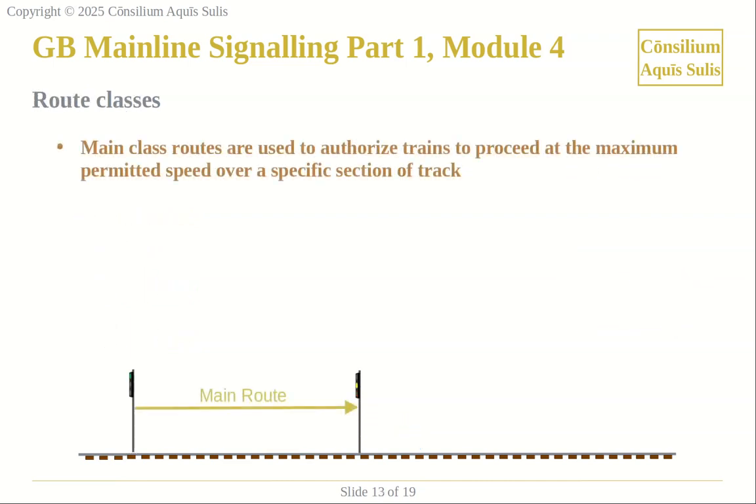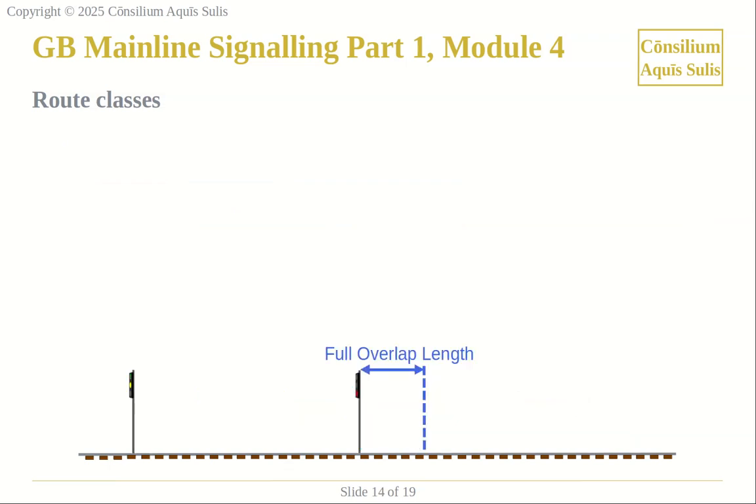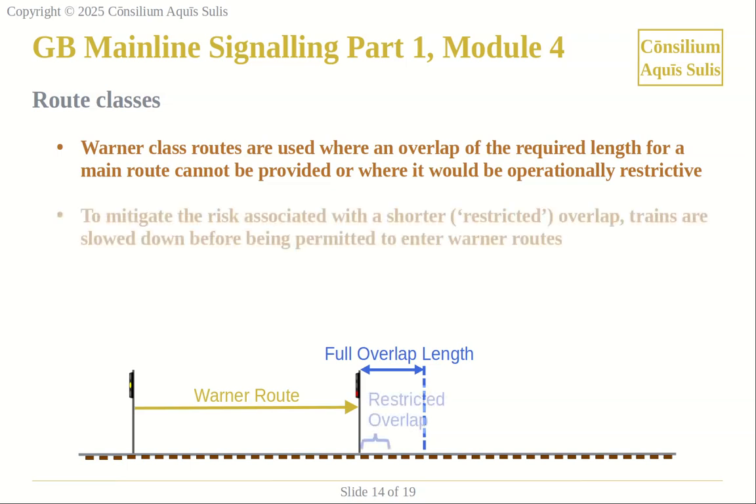Various classes of routes are defined, which have various types of overlap. The most basic class is the main class route, which is used to authorise trains to proceed at the maximum permitted speed over a section of track, and with the exception of main routes up to buffer stops, all main routes have overlaps. However, sometimes it's not possible or desirable to provide an overlap of the minimum required length, for which we have Warner class routes, which have a restricted overlap, a shorter overlap.